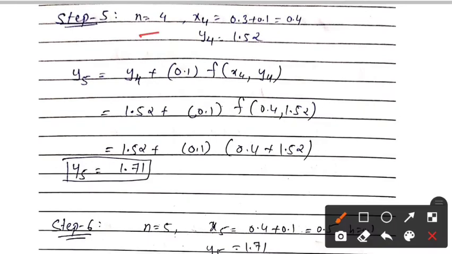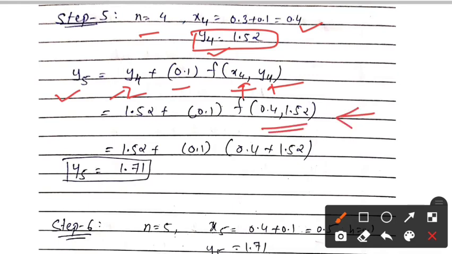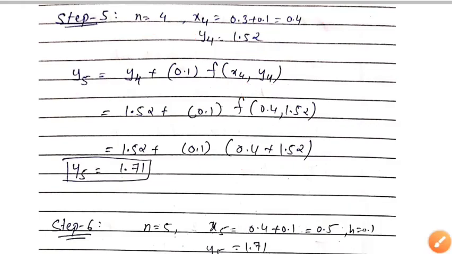We'll put n equal to 4 in Euler's equation, and x4 is 0.4 and y4 you have obtained is 1.52. So putting n equal to 4 in Euler's equation, see this y4 you have obtained in step 4, right? So y5 equal to y4 plus 0.1 f of x4 y4. Putting the values of x4 and y4 over here, you get the next step. Now f of xy is equal to x plus y. It is given to you. Solving this particular equation, you get y5 as 1.71.